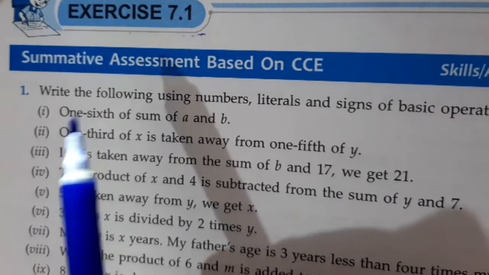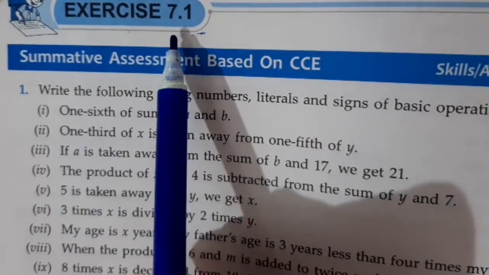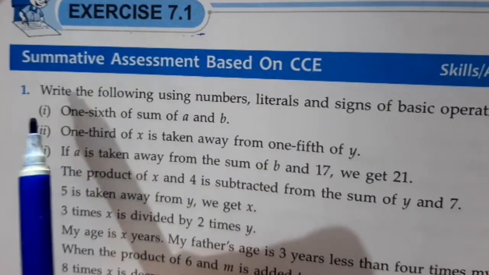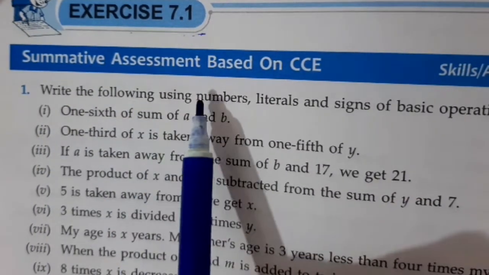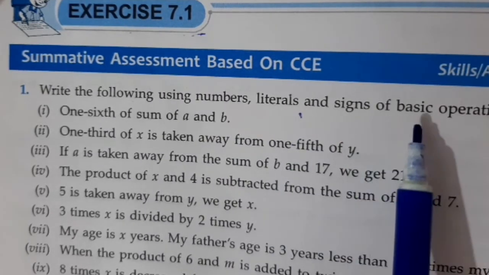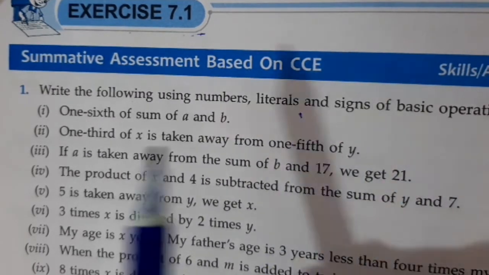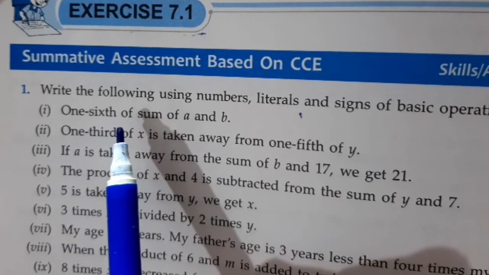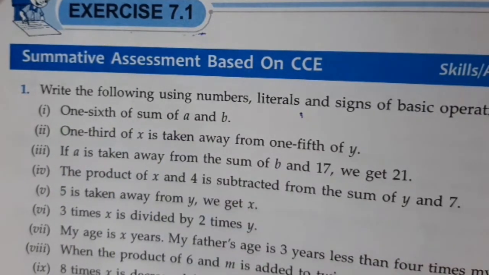Now we will start exercise 7.1. Question number 1. Write the following using numbers, literals and signs of basic operations. First one is 1/6 of the sum of A and B.